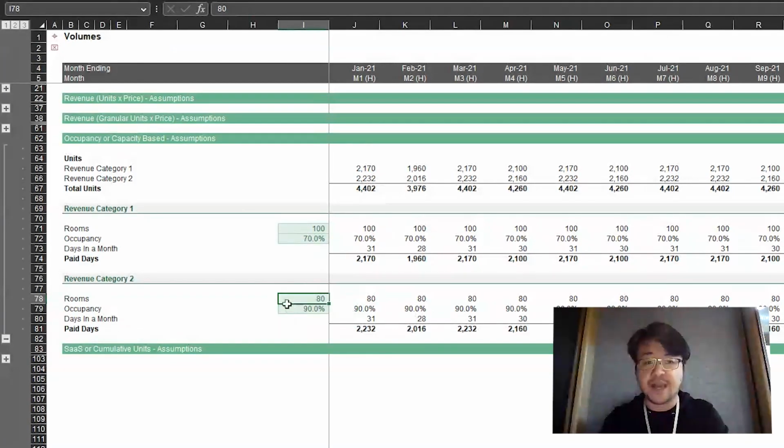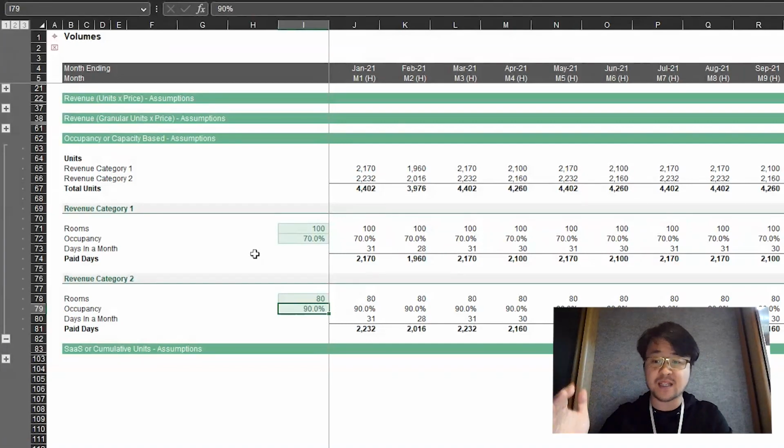Similar if we just go 80, 90%. Same concept with just two examples. So that's looking at a capacity-based volume. So what's the maximum capacity? And working backwards from there.